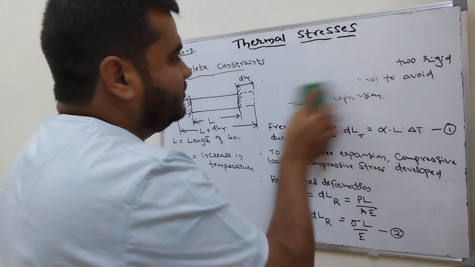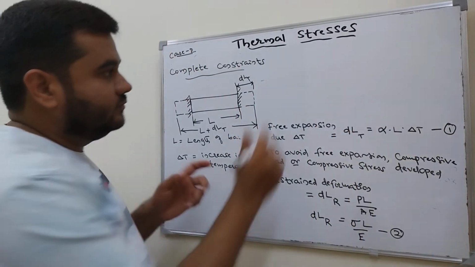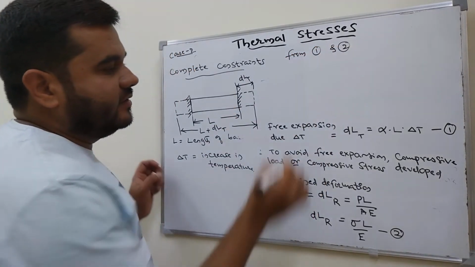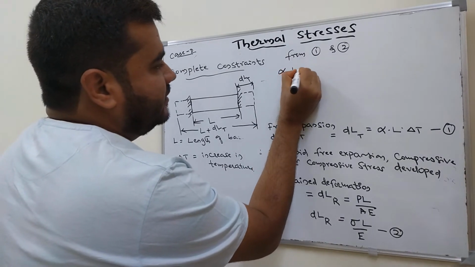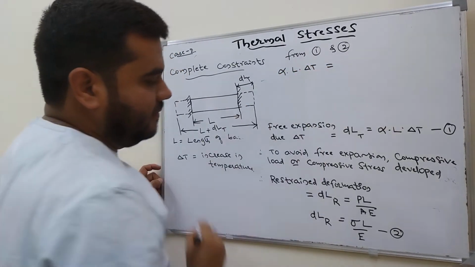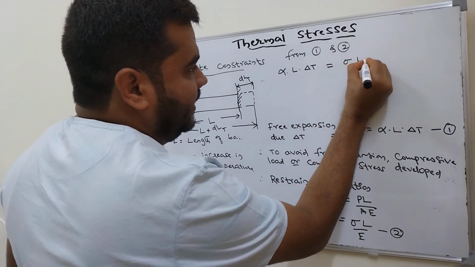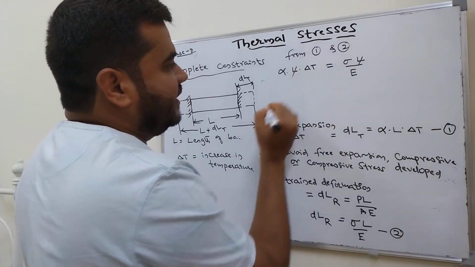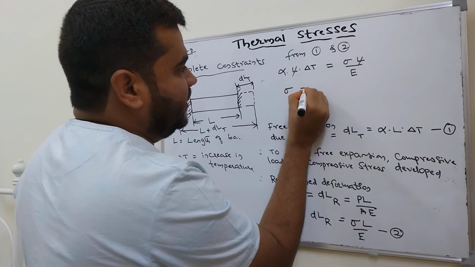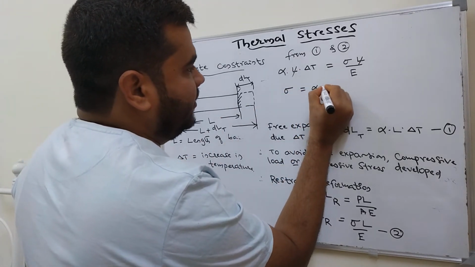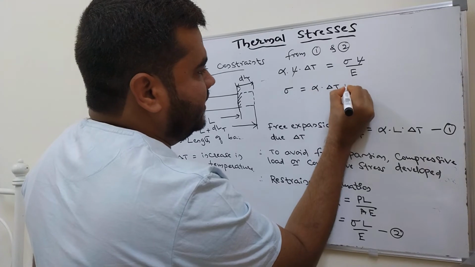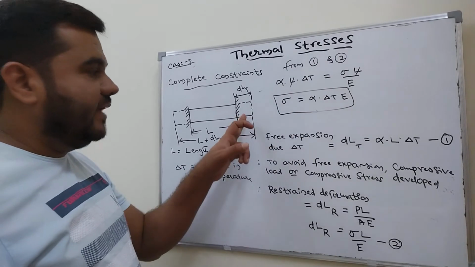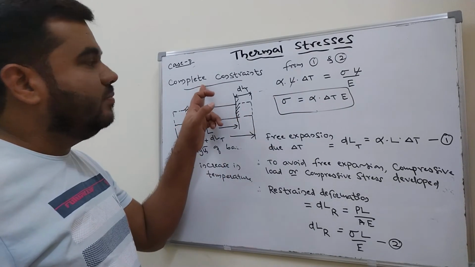Now if you equate these two from 1 and 2, we can equate alpha into length into change in temperature equal to the compressive stress into length divided by E here. Okay, so this L cancels, therefore stress developed equals alpha into delta T into E. So this much stress is developed in the body when it is completely constrained.